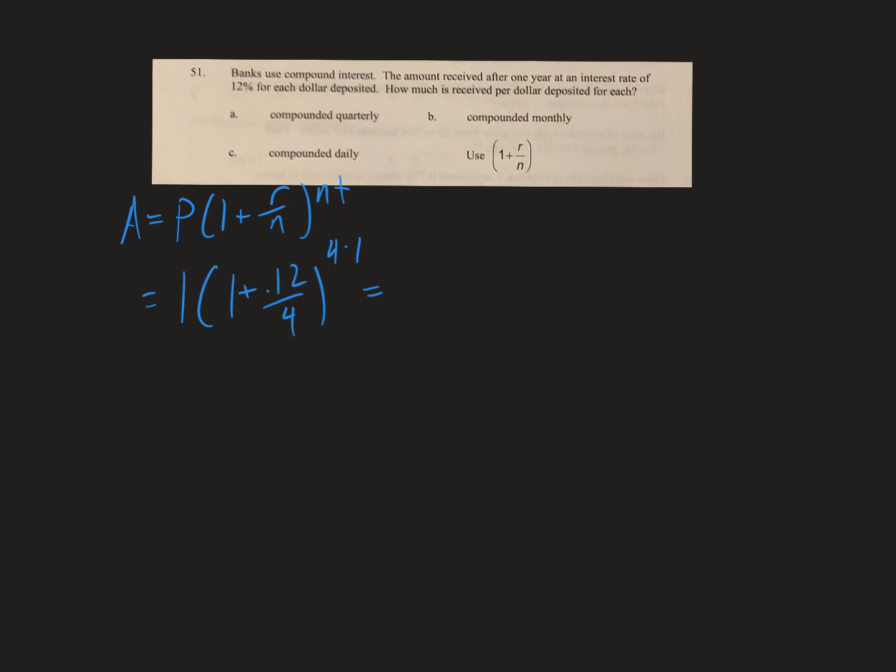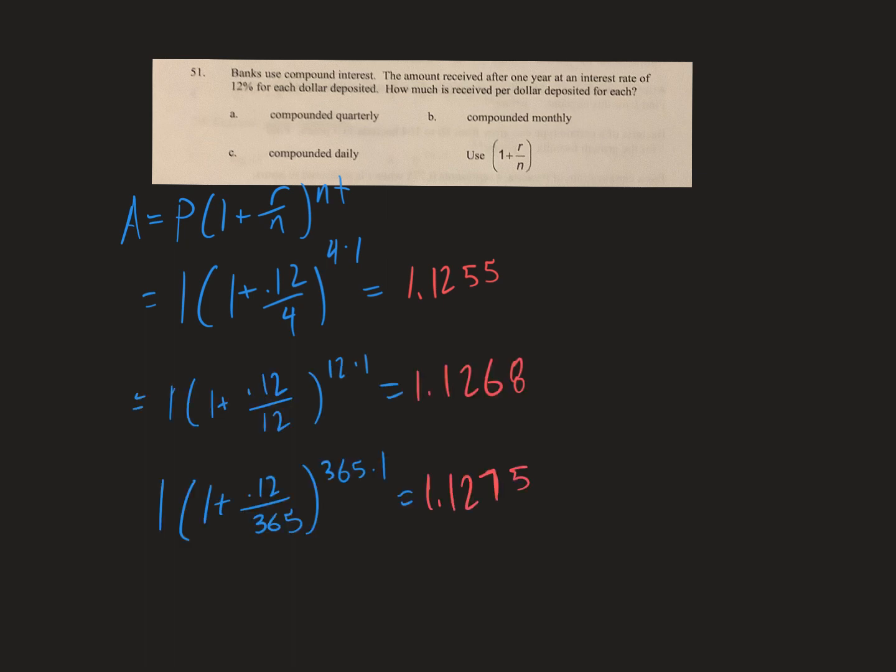You should come up with, I'm going to go an extra couple decimal points just to make sure the differences are pretty obvious, 1.1255. You can do the other two parts of this very similarly, compounded monthly and compounded daily. I'll go ahead and set them up and show you what they are as well. Here you can see our results for quarterly, monthly, and daily. As you compound more often, the value does increase, but it is very marginal after a certain point.